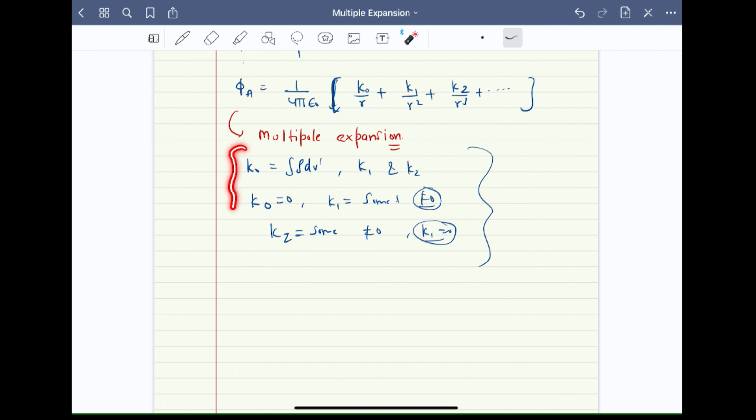And in this way we'll calculate the moments of a charge distribution. And so this is it.